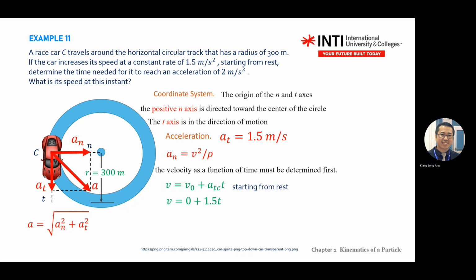Because of the nature of the question, you can use the V motion equation: V equals V naught plus A T. Initial starts from rest, so V naught is zero. You get one equation, so your V equation is 1.5 T, a linear equation.